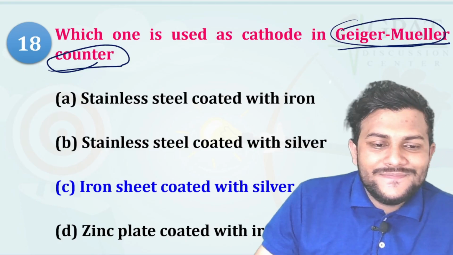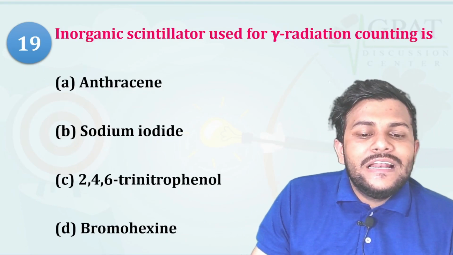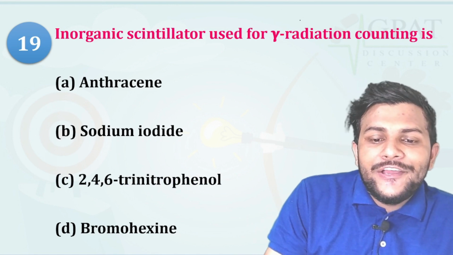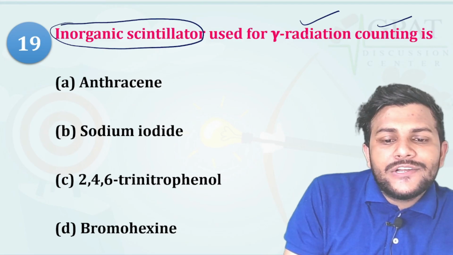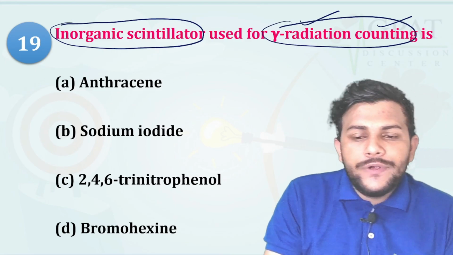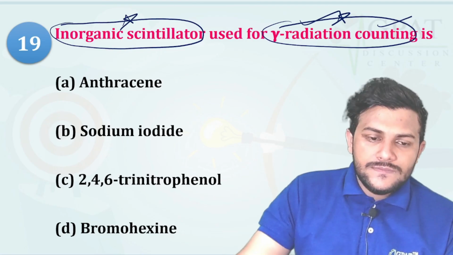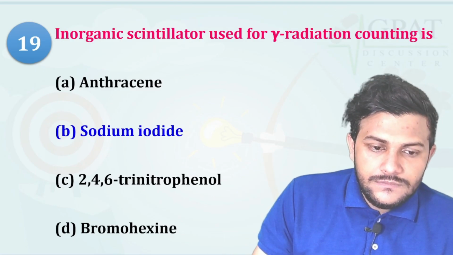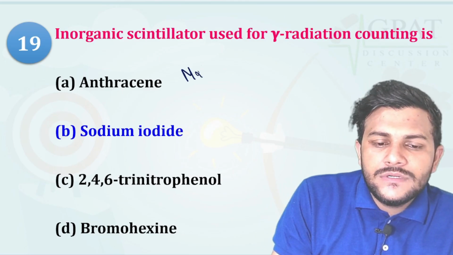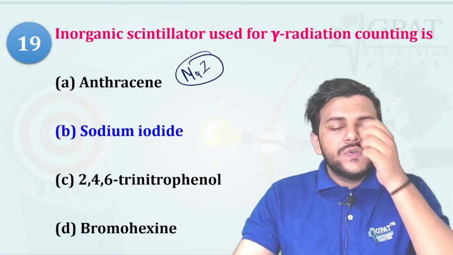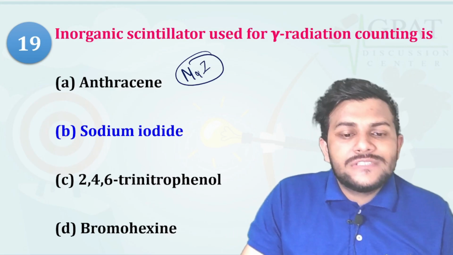Next, the inorganic scintillator used for gamma radiation counting is sodium iodide. Sodium iodide is used in gamma radiation counting, as the inorganic scintillator.